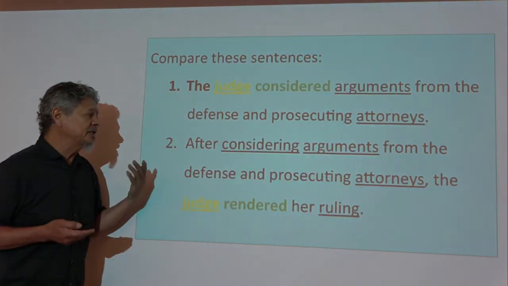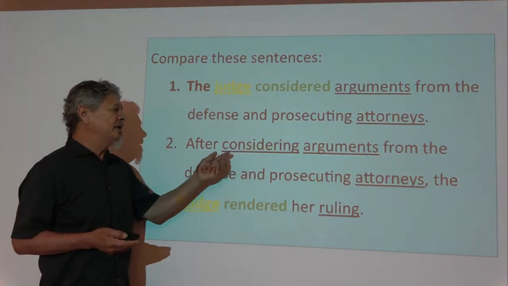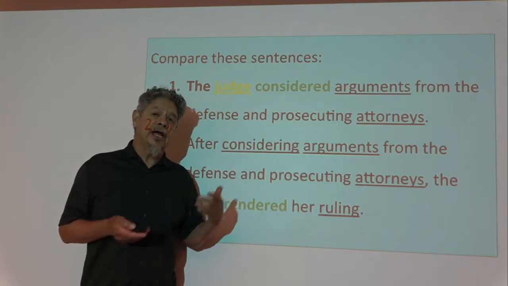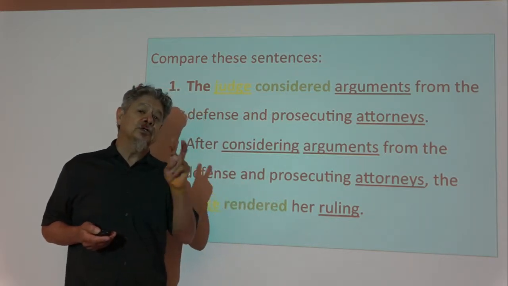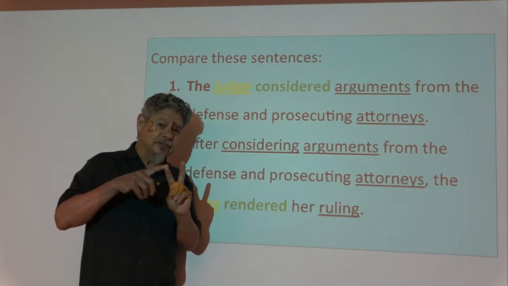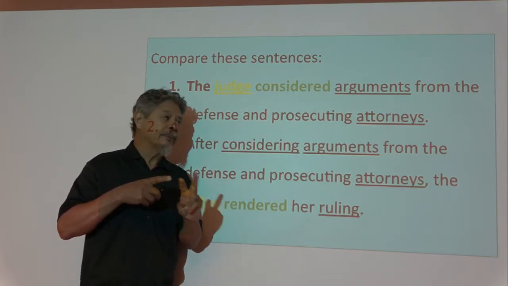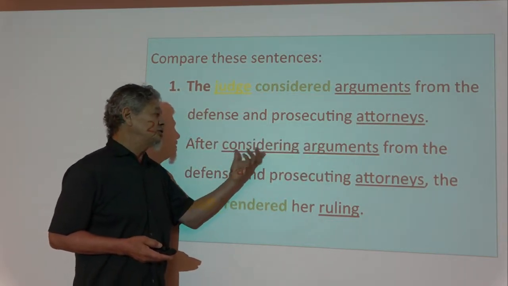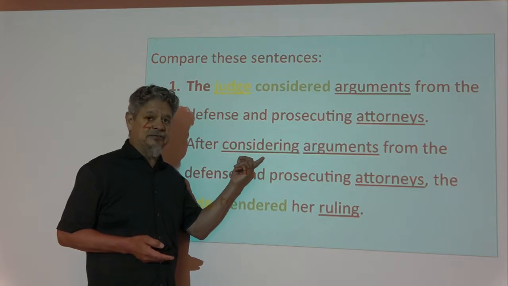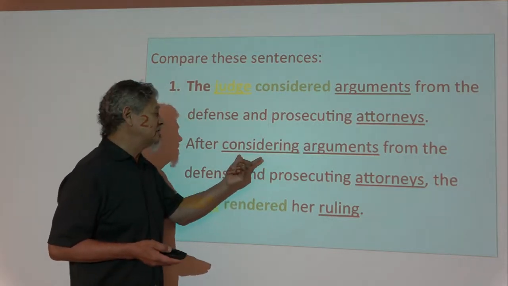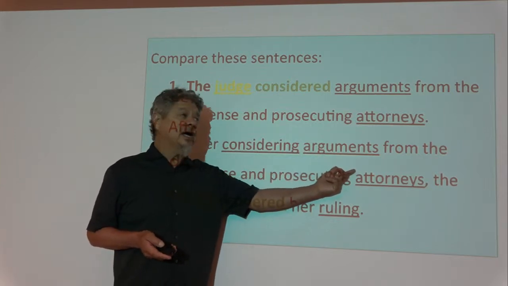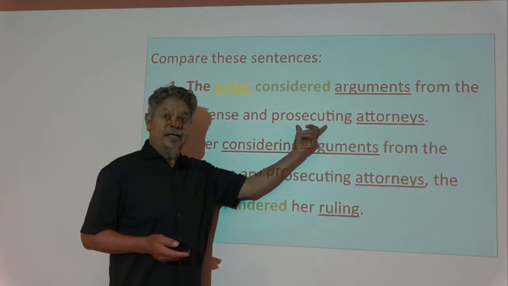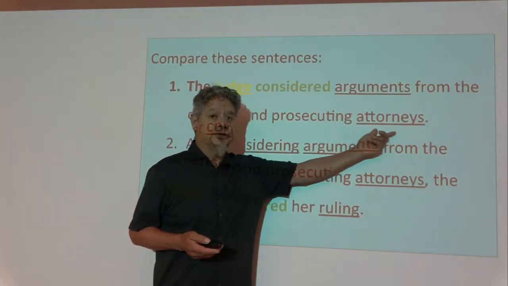Now, why is this significant? This is significant because it's an exception to the rule that I've been mentioning about having two nouns together and the first one being an adjective. Here are two nouns, and so this one is not an adjective. It is a gerund, because considering is not describing arguments. It's not describing arguments. Like prosecuting is describing attorneys.